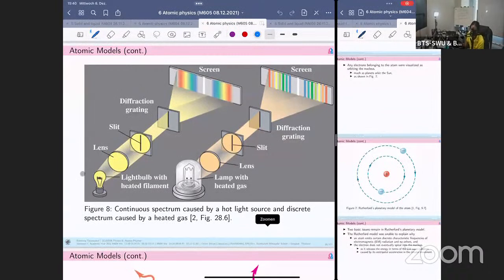From this light source we get the continuous spectrum. You can see the transition from one color to another is quite smooth, and that's called continuous spectrum light. But once we change the input source for the light, we use a lamp with heated gas. You can use any kind of gas like helium or neon or any kind of element, and you put the electric field inside.